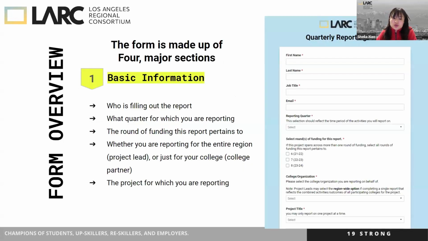So let's begin going through the form. The form is made up of 4 major sections. The first section is basic information about who is filling out the report, what quarter you're reporting for, what round of funding this report pertains to, and whether you're reporting for the region or for your respective college. And then finally, of course, what projects you're reporting on.